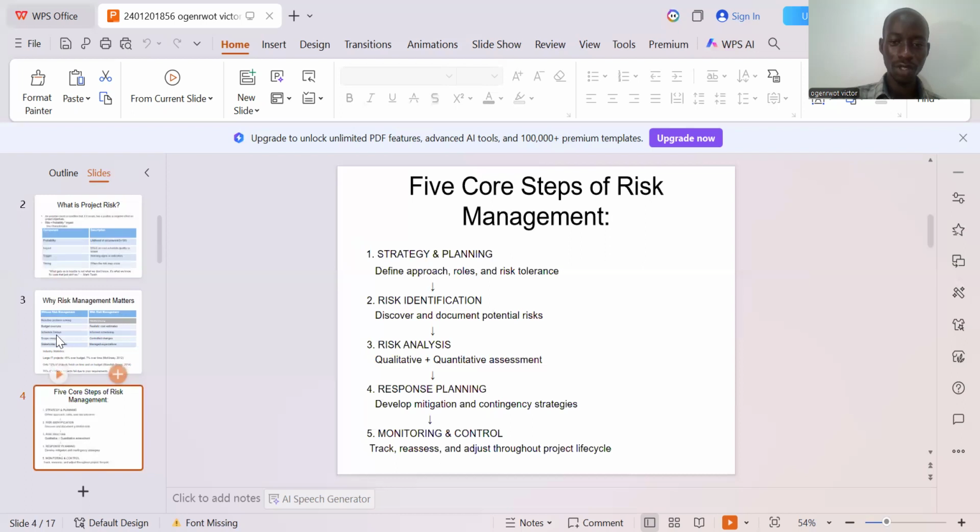Here I'll be moving you through the 5 core steps of risk management. We have strategic planning, risk identification, risk analysis, response planning, and monitoring and control. I think that one is also self-explanatory. When you do strategy, you define the roles, and you discover the potential risks. You analyze qualitatively or quantitatively. When you look at response planning, what's the mitigation and contingency plan?